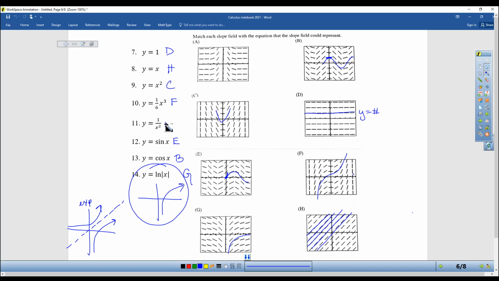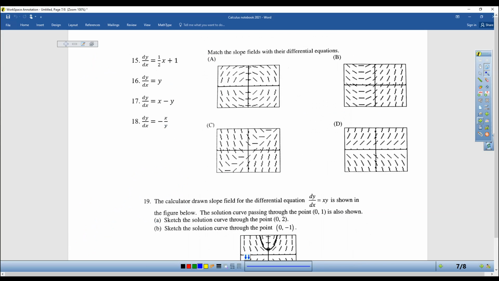So by default, we're going to put an A for this one, but you should also recognize that this is going to have a vertical asymptote at 0. And sure enough, it does. This one is one of these graphs. I know you're used to rational functions doing something like this, but if it's squared, it makes them both go up.